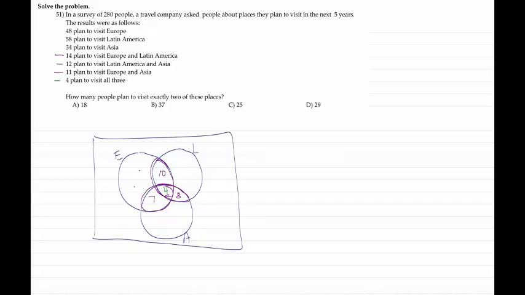For this particular problem, I could stop right here because I have enough information to answer the question. The question is how many people plan to visit exactly 2 of these places, so I could do that right now. It's going to be these 10 because they visit both Europe and Latin America, but not Asia. These 8 should be included because they visit both Latin America and Asia, but not Europe. And then these 7 because they visit Europe and Asia, but not Latin America. So I'd have 10 plus 8 plus 7, 25 people plan to visit exactly 2 of these places.